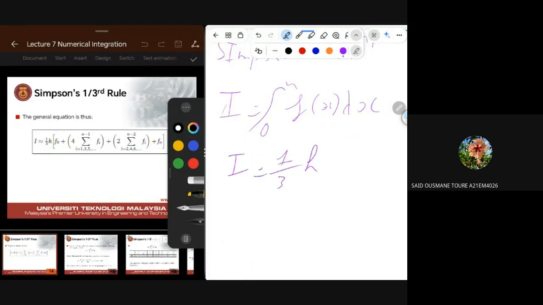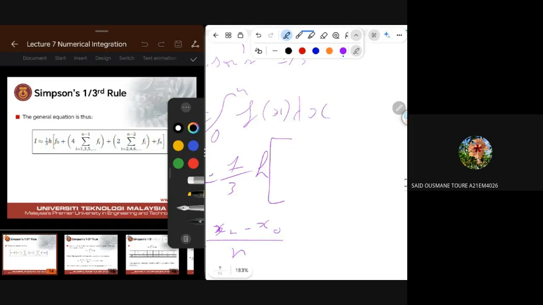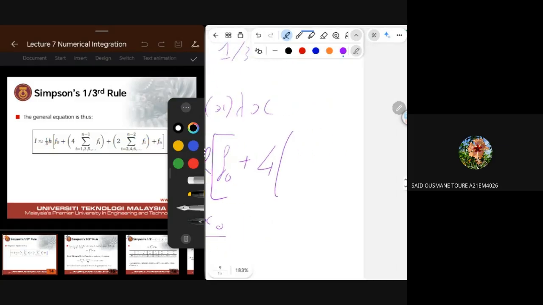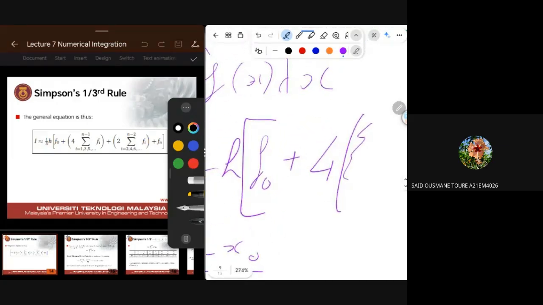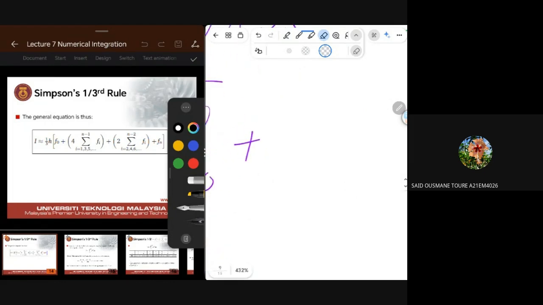1/3 h. H is the same as the one in the trapezoidal rule, h equals (xn minus x0) over n. Then h times f0, plus 4 times f of all the numbers. Let me come closer a bit and erase some space.